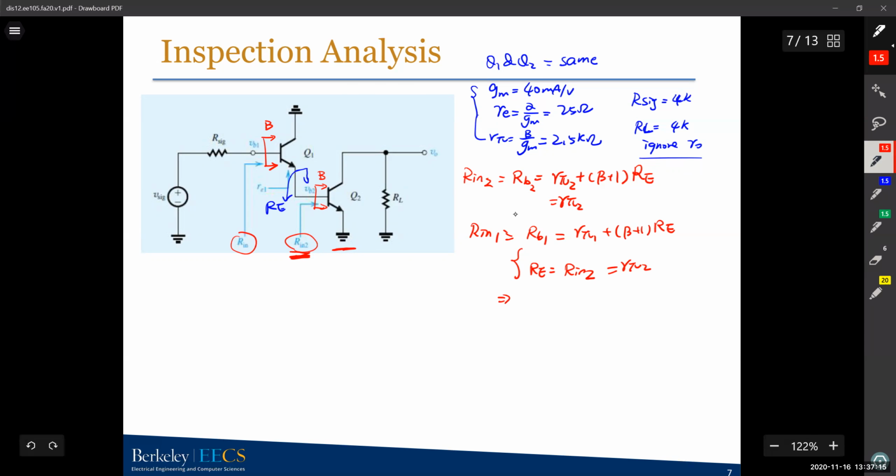So what's your R in 1? R in will just be R pi 1 plus beta plus 1 times RE, which is R pi 2. That's simple. Just use the expressions from inspection analysis, plug in values, and you can get this. So R in is 255 kiloohms. Calculate this. This is 2.5 kiloohms. So the resistances are done.